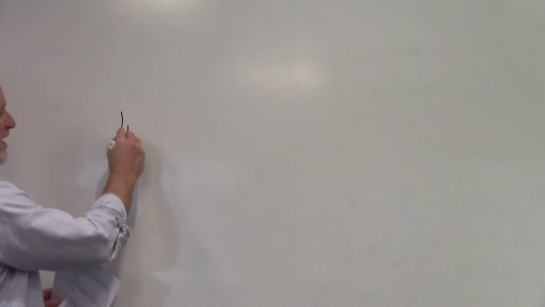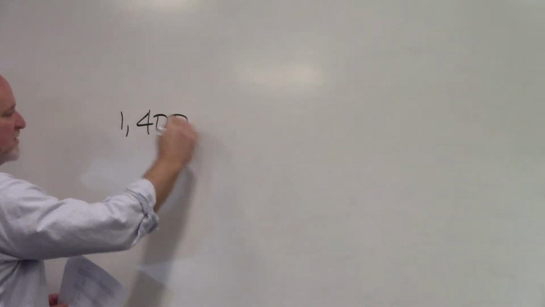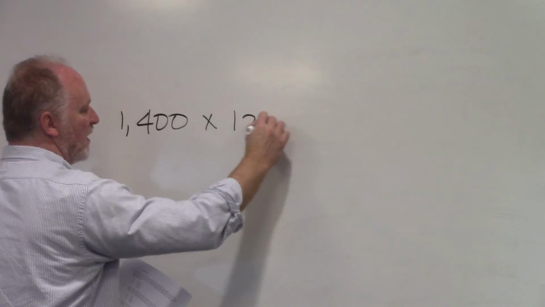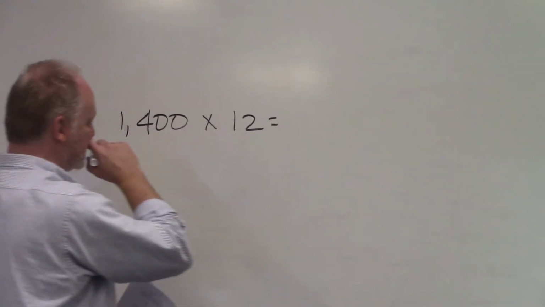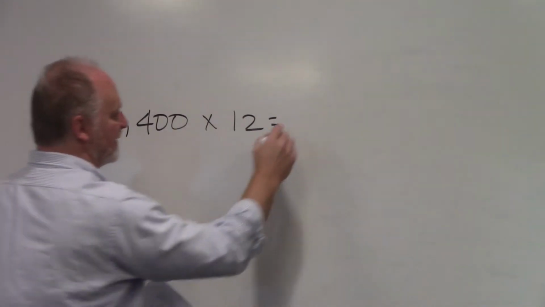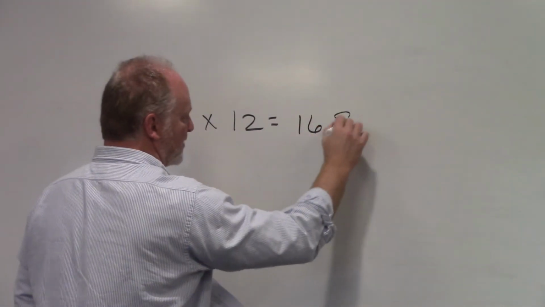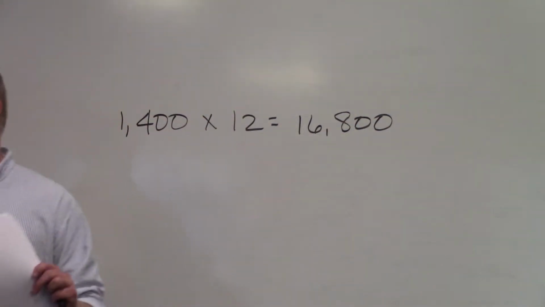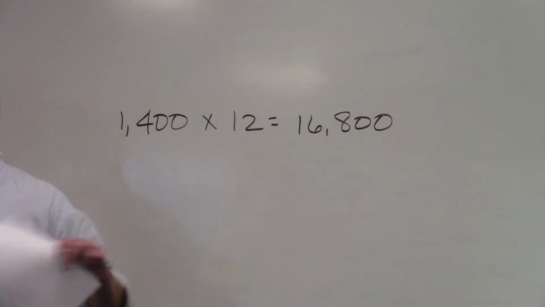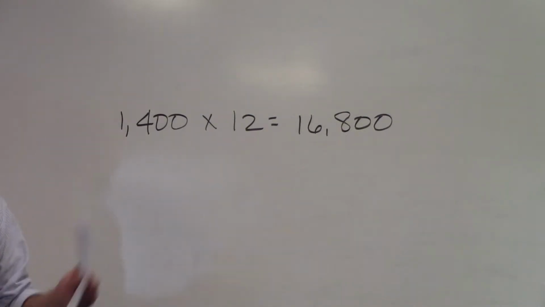$1,400 times 12 is $16,800. That's his annual rent. Is everybody with me that, look, if he didn't sell a thing, his annual rent would have been $16,800, right?